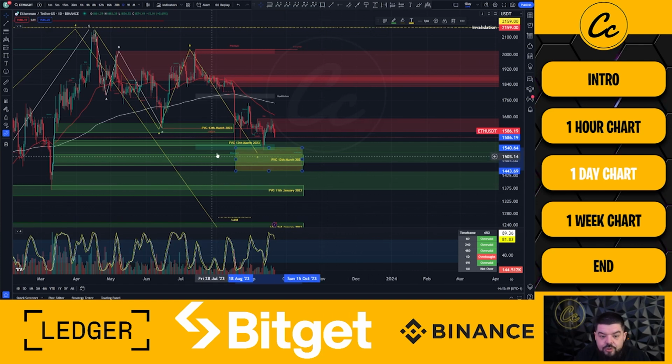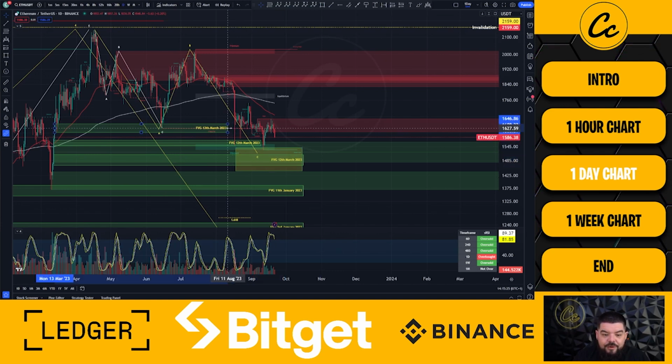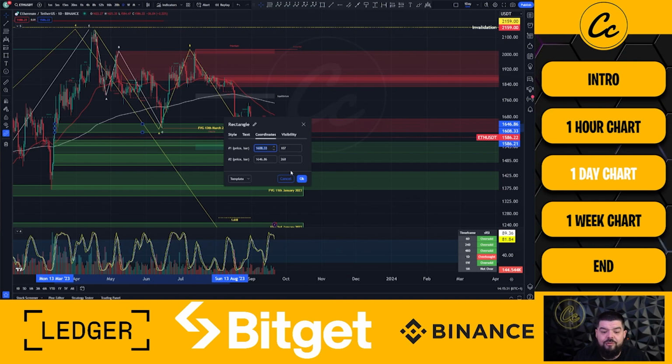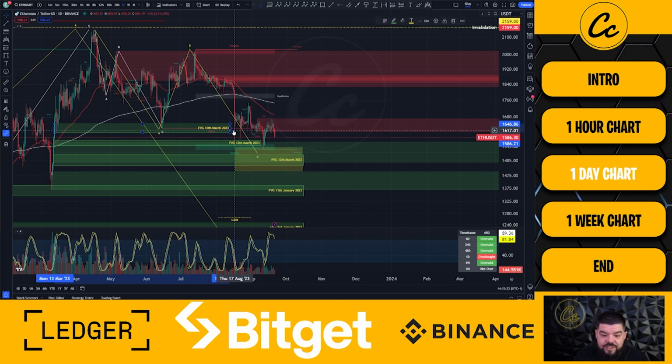$1,443.69. So we mentioned fair value gaps. We can see some of these fair value gaps already starting to be claimed. This fair value gap here from the 13th of March, coming between $1,608 and $1,646, has now been claimed. The next one on the chart, the 12th of March, coming between $1,586 and $1,548, has now been claimed.